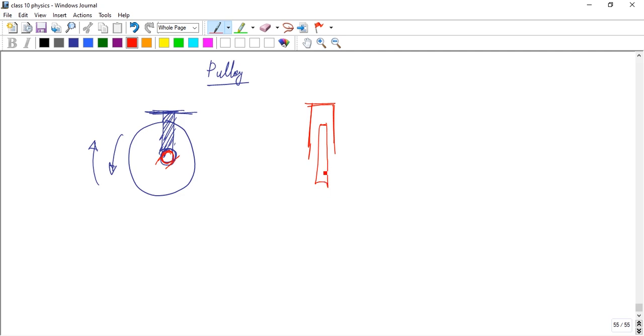Now that is a wheel, and that is a fixed support, and the rod passing through the wheel center is called an axle. One end of the rod is connected to that support and the other end is connected to that support, and the rod fixed inside is called the axle.